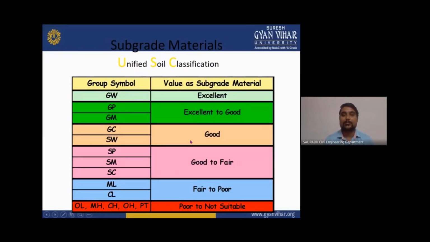And here we will see subgrade material. Subgrade material means this kind of soil used in the construction of a subbase of a road or road pavement. As you can see, GW will be excellent, GP, GM will be excellent to good, GC, SW will be good, SP, SM, SC will be good to fair, ML, CL will be fair to poor, and OL, MH, CH, OH, PT will be poor to not suitable. It is not suitable material which we can use for the preparation of a subgrade.